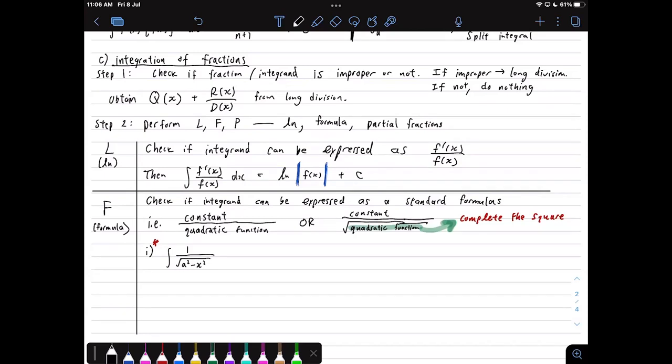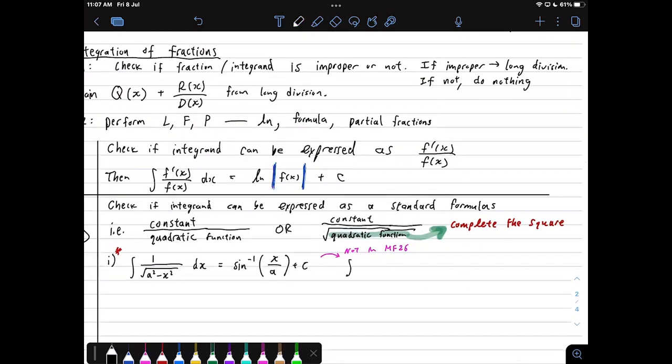MF26. Integrate 1 over square root of a squared minus x squared dx will just be equal to sine inverse of x over a, close the bracket first, then plus c. Now, I prefer the formula that doesn't have a square, so I'm going to give you an alternate formula. This one is not in MF26. The alternate formula would be the integral of 1 over the square root of 1 minus x squared will just be sine inverse of x over 1. Really, I'm just replacing the a with 1.